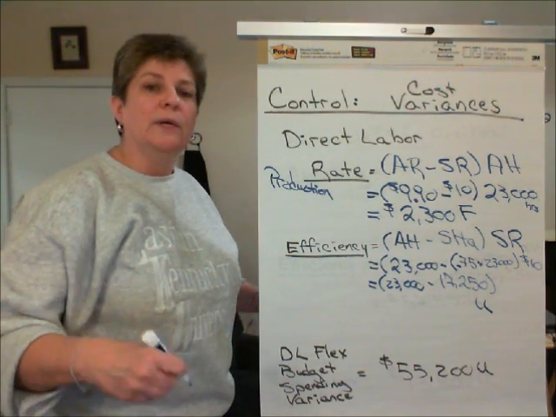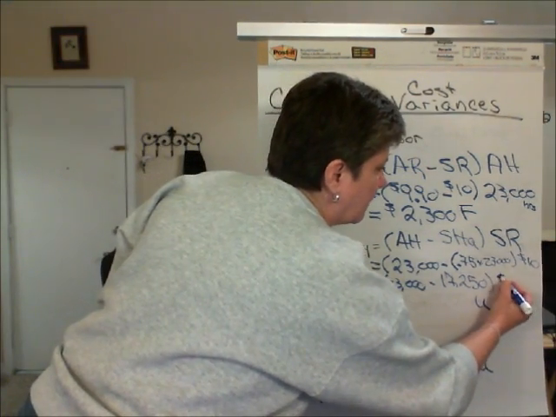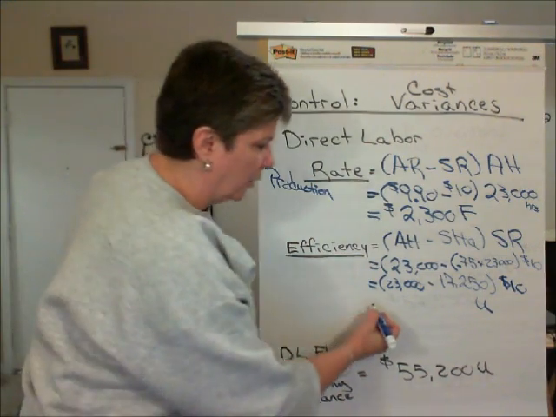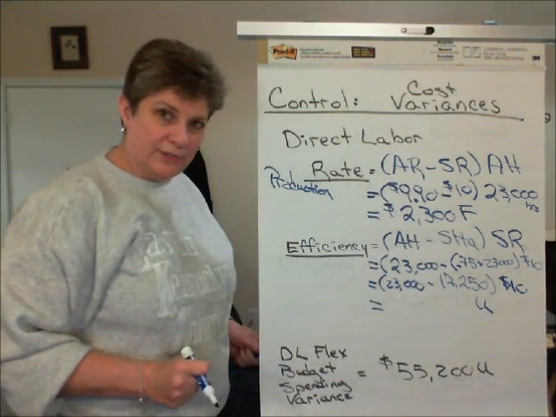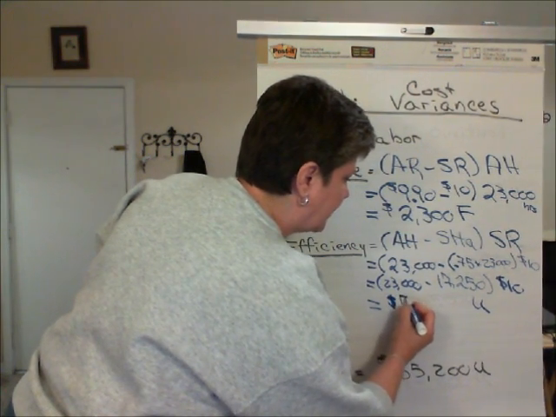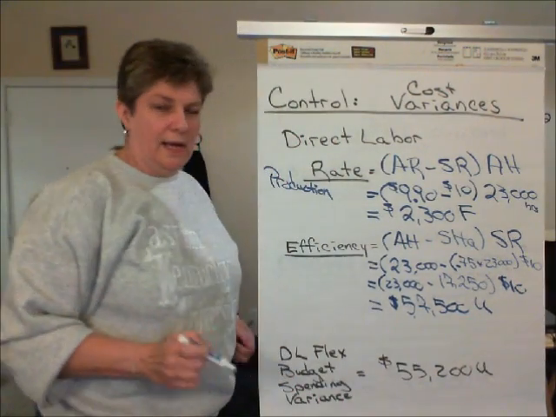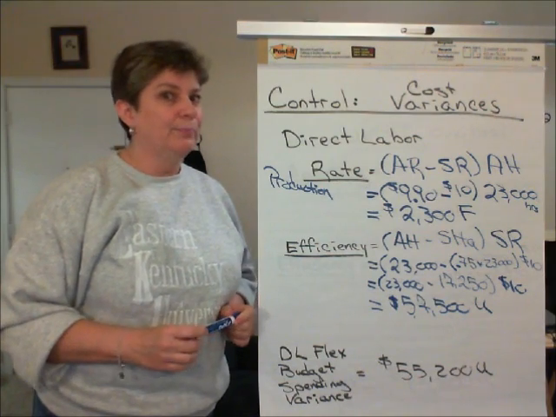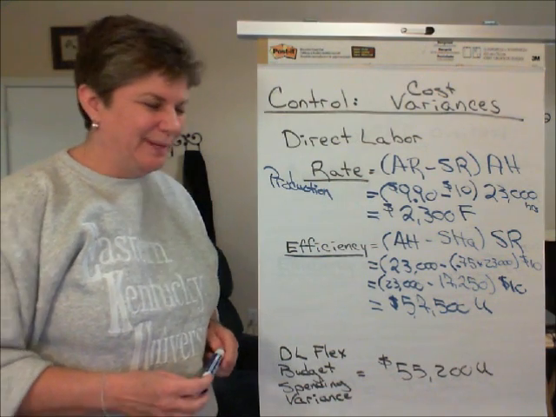All we need to do now is to put it in terms of dollar cost. So to do that, once again, we multiply times the standard rate of $10 per hour. So difference between 23,000 hours and 17,250 times $10, $57,500 is our direct labor efficiency variance. That's pretty big relative to the numbers that we saw on the flexible budget.